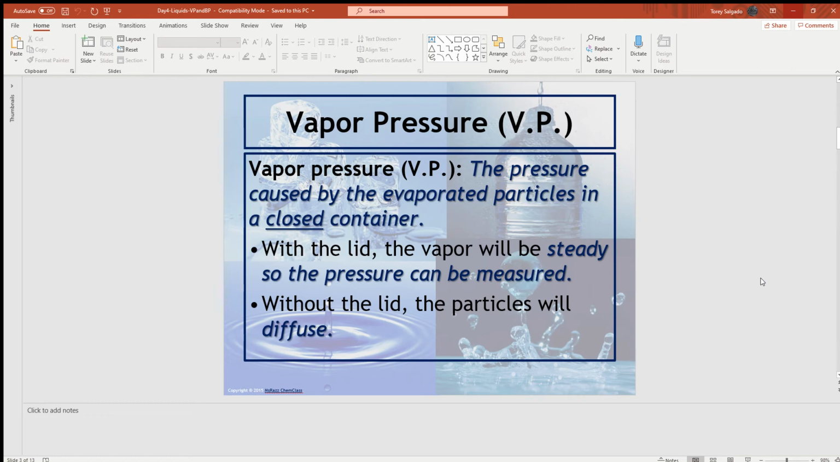With the lid, the vapor will be steady, so the pressure can be measured. We can actually measure the pressure inside of a closed container. And without the lid, the particles will diffuse. This is back in lessons 1 and 2, but remember, if you let a gas escape from any container, that is called diffusion.